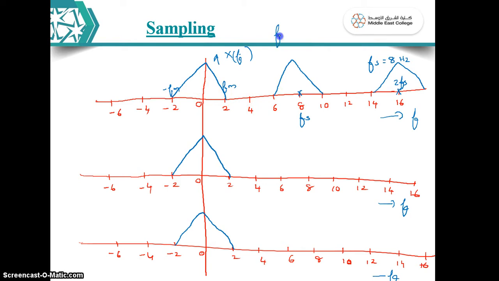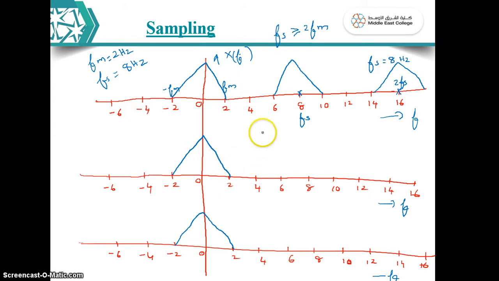What is this case? Fs is greater than or equal to 2Fm. Because we have taken Fm as how much? 2 Hz. And Fs as how much? 8 Hz. So it is a case of Fs greater than 2Fm.